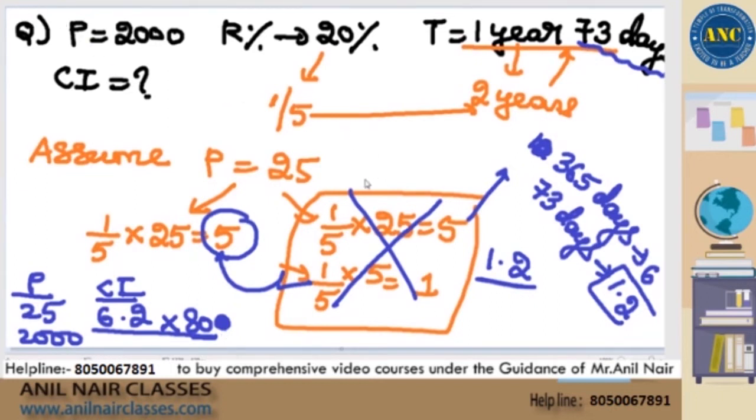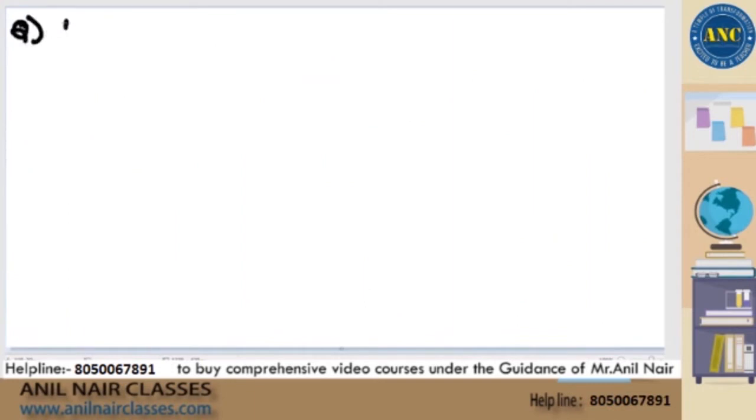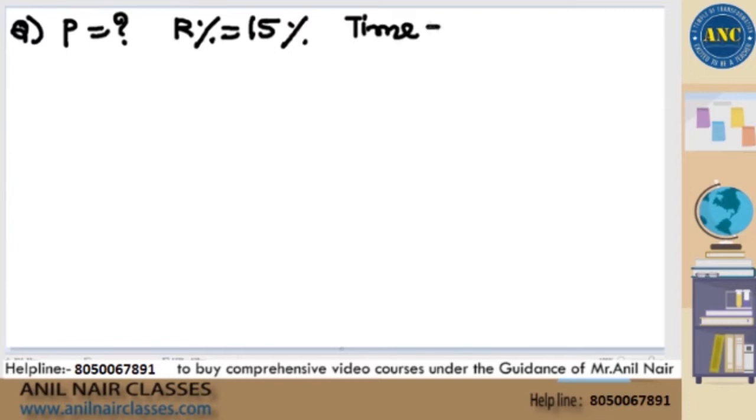These concepts, listen carefully to every problem, sir. Principal is how much? Once you understand, there is no need of using a pen also. R percentage is 15 percent. Don't worry, I will take as many questions as possible so that the students will get enough understanding of these concepts. Principal is what we have to determine, right? R is 15 percent. Time period is 1 year 6 months.